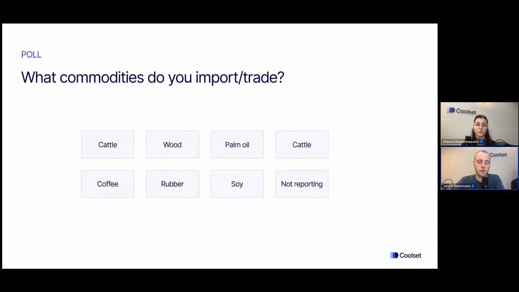This question is also multiple choice, so of course, there may be an overlap. We also know that many companies import several commodities. So good to see that there's a good distribution, with wood taking the lead with 31%.